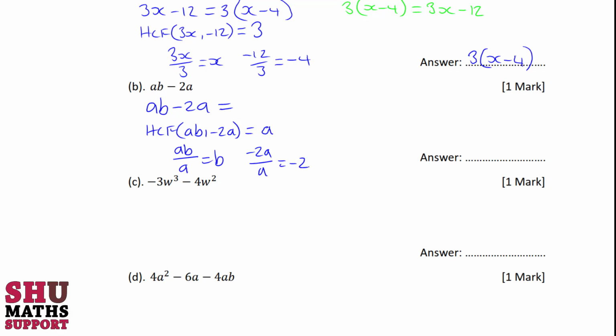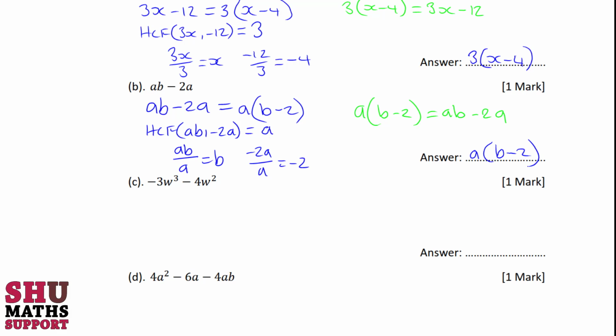So now if we piece this together, we have our factor of a times by b minus 2. Now let's just double check this. If we have a times b minus 2, a times b is ab, and a times minus 2 is minus 2a, which is the original expression, so we know that's correct. So on our answer line, we'll write a times b minus 2.